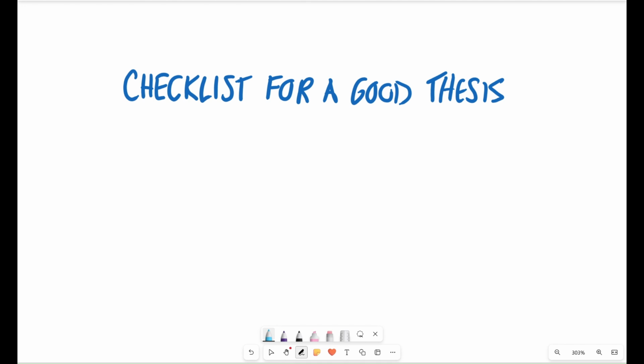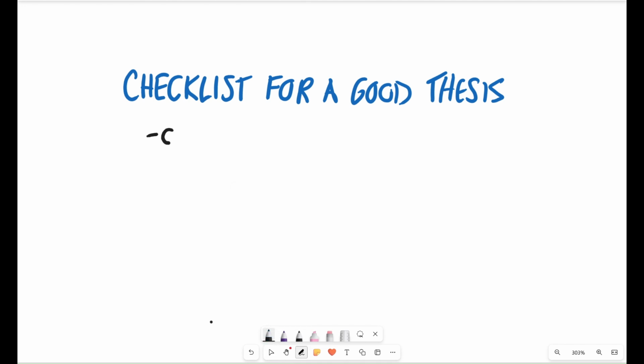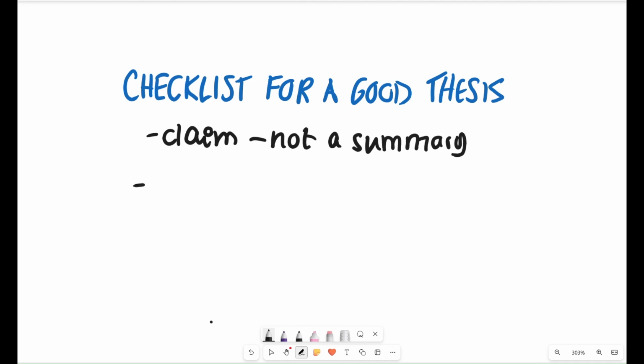The first thing is that your thesis is a claim. It's not a summary, guys. This is really, really important because you're not telling your examiner what happened in the text. You're making a point and you're going to be arguing that point throughout the essay.